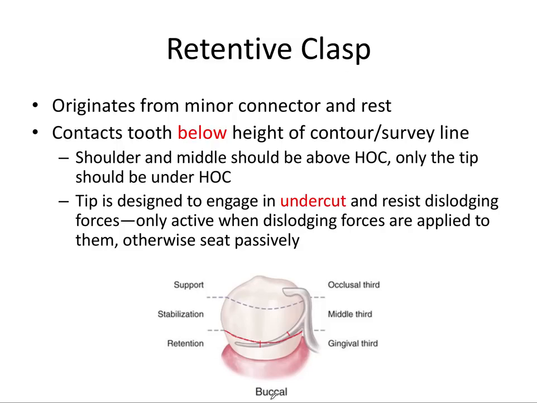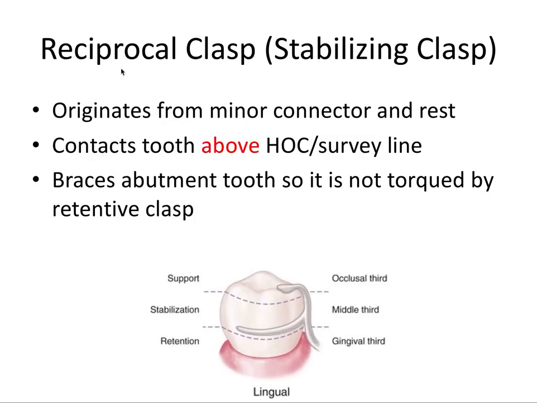Now the retentive clasp is generally located on the buccal surface of the tooth, based on how the height of contours tend to go. But if you have a tooth that's tipped buccally or tipped lingually, sometimes you might have to swap which side the retentive clasp is on and which side the reciprocal clasp is on. We also have what we call the reciprocal bracing arm, or sometimes the stabilizing clasp, because it provides stability.